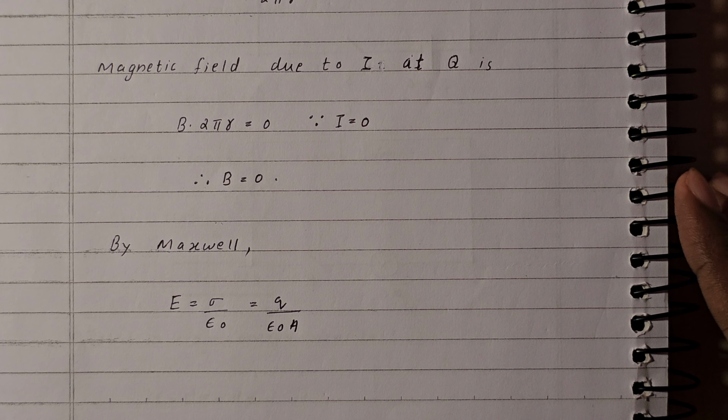By Maxwell, E is equal to sigma by epsilon 0. This is the electric field inside the capacitor, where sigma is the surface charge density. By substituting sigma is equal to Q by A, we get E is equal to Q by epsilon 0 A.